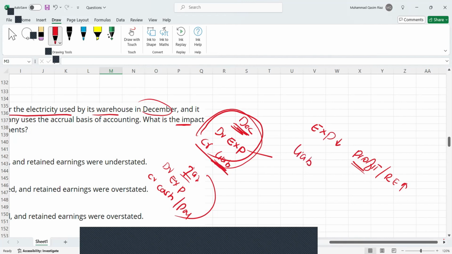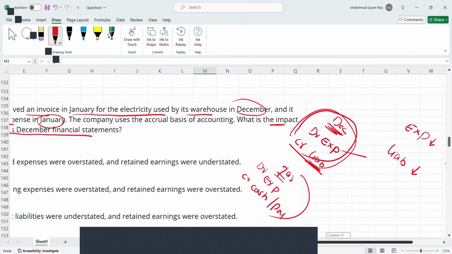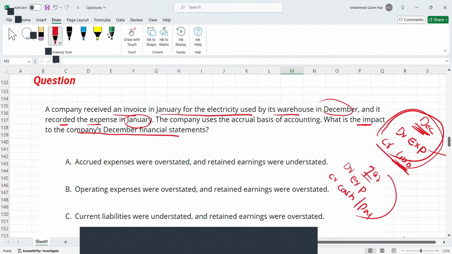On the other hand, liability is understated because you have not recorded this liability in December, right? So now here we go, we have to read the options to find which is the correct option.